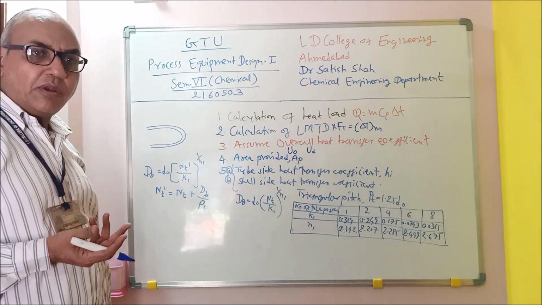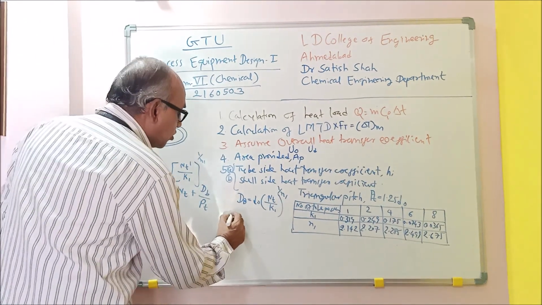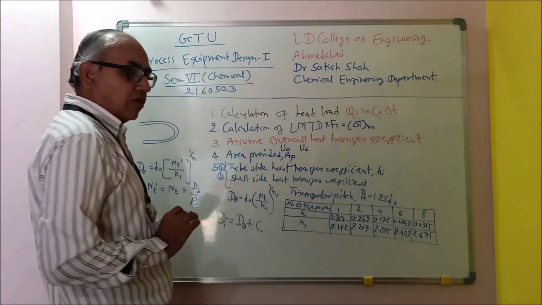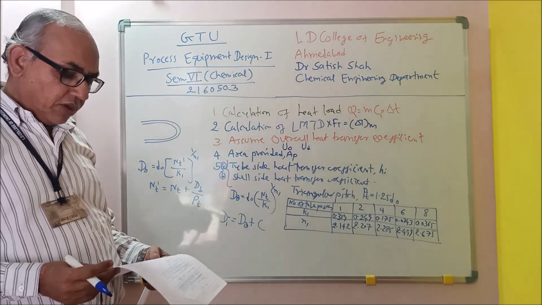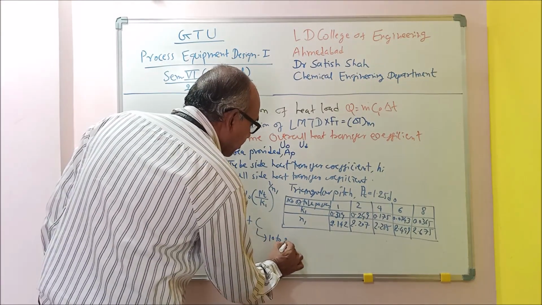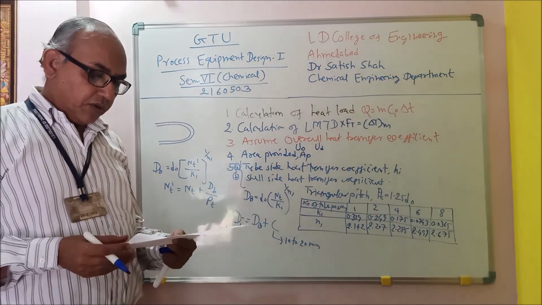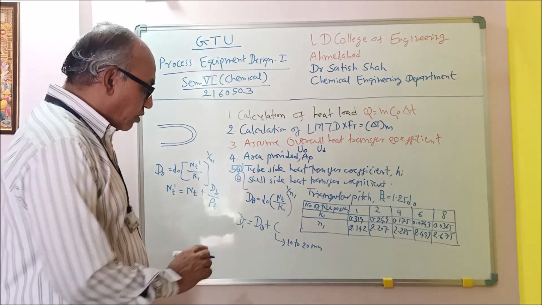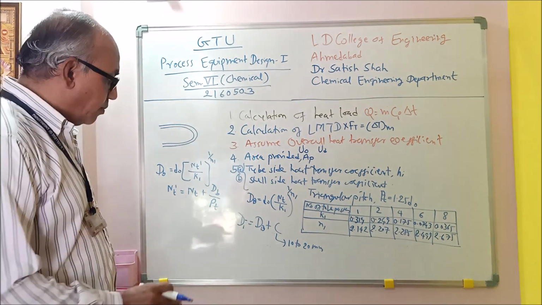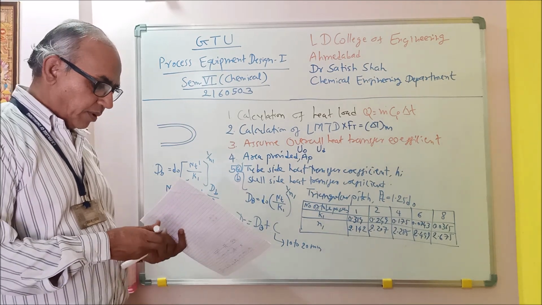Now once the bundle diameter is known to you, you add the clearance and you will get the shell diameter. So shell diameter is equal to bundle diameter plus clearance. Now how much clearance do we have to take? For a fixed tube sheet heat exchanger, it will be 10 to 20 mm. But if you go for the split ring floating head, it will be 50 to 80 mm. And if you use the pull through floating head, it will be 90 to 100 mm. But most of our designs will use 10 to 20 mm.